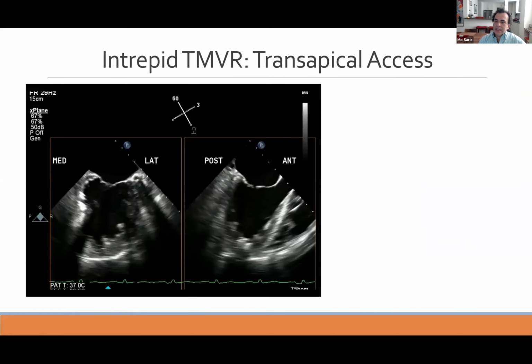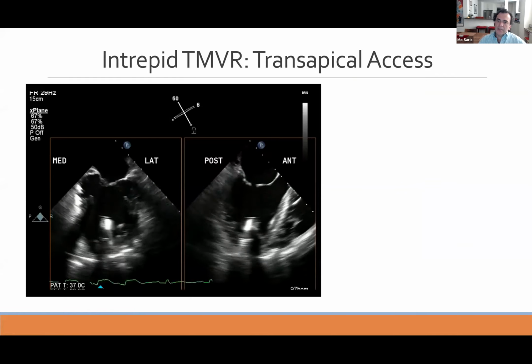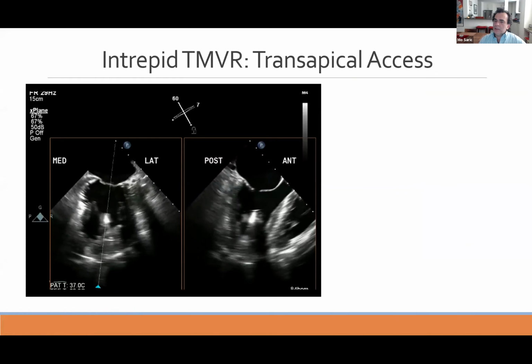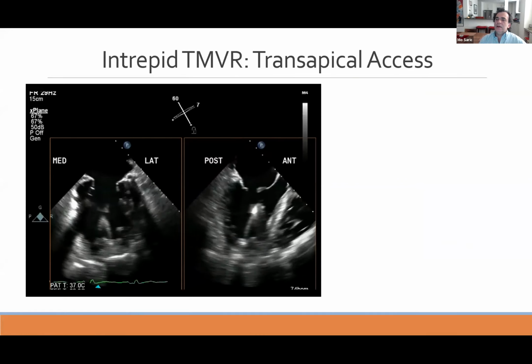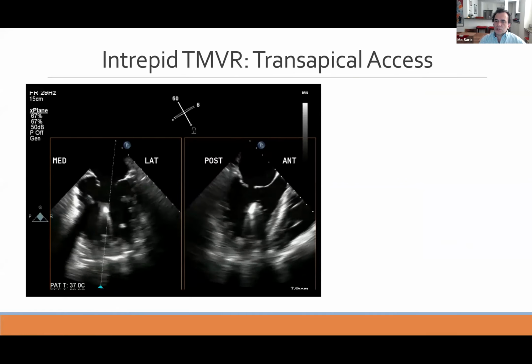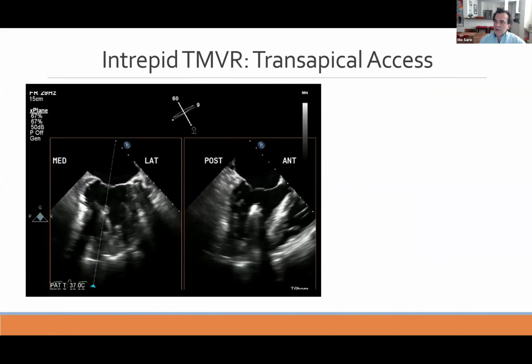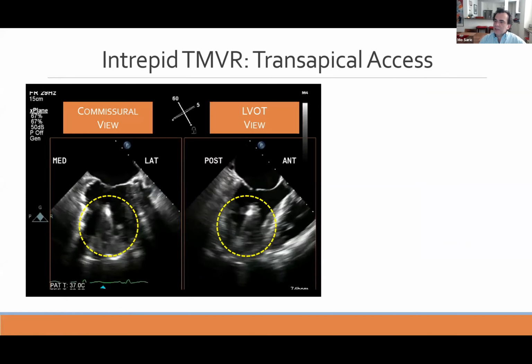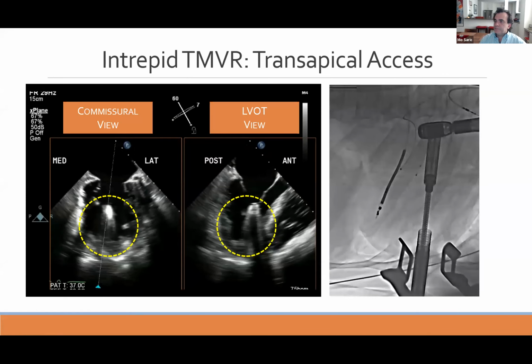And then in the next step, after we are satisfied, we will advance the capsule into the left ventricle, just as you saw in that animation, and then through the mitral valve into the left atrium. So this is the commissural view and LVOT view, which are two key views in any mitral valve procedure. That's the capsule in the left ventricle, and then we can see it on fluoroscopy as well.